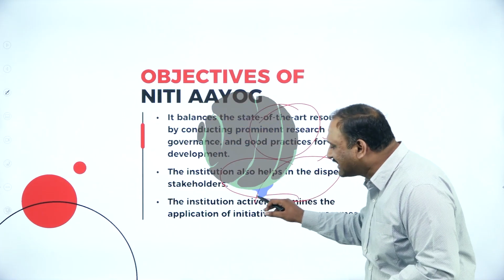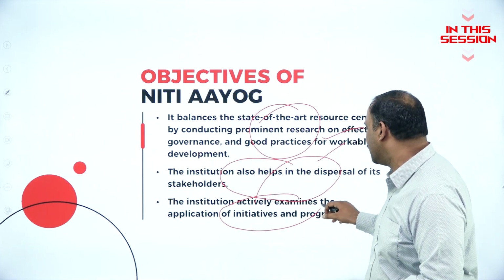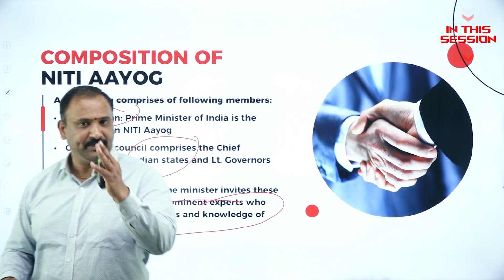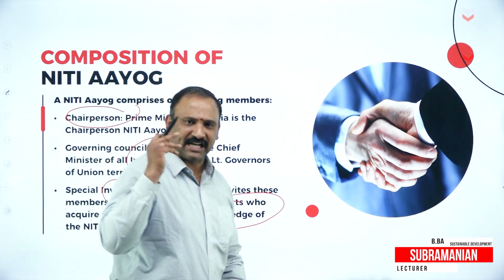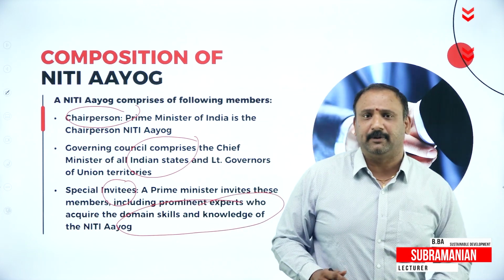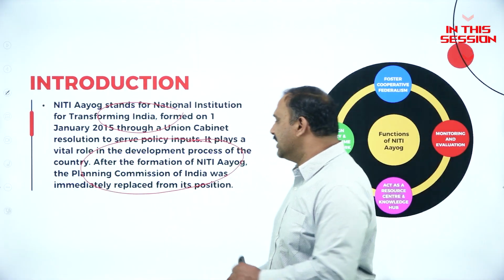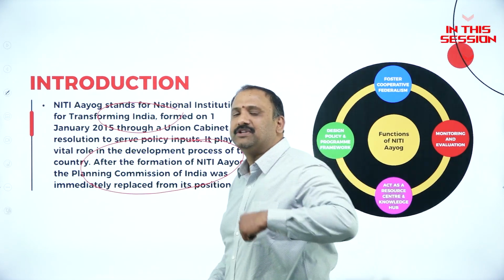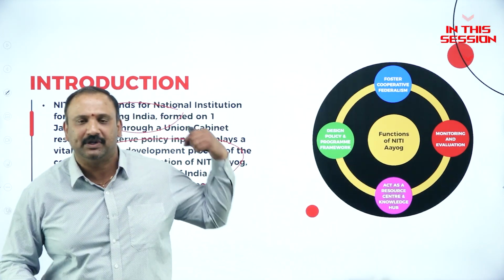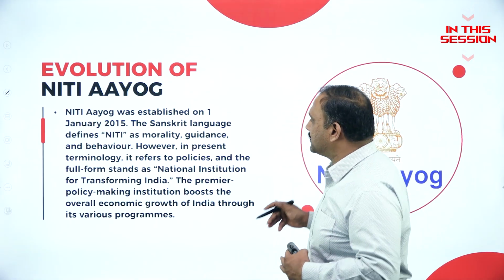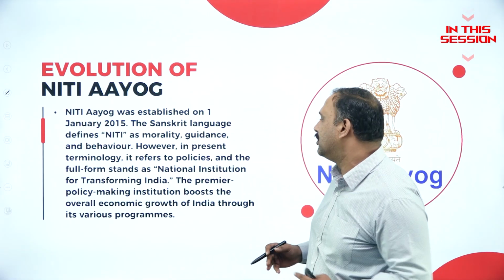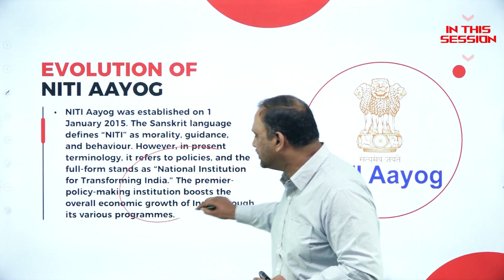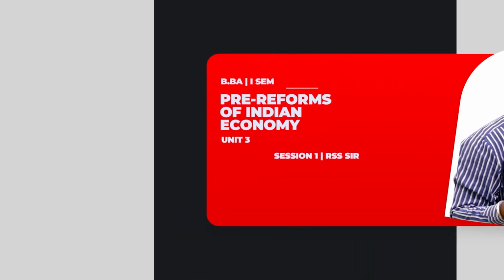The institution actively involves itself in the application of initiatives and programs, which means to say that the Prime Minister of India will select the most able, the most capable people who will govern the system. After the formation of Niti Aayog, the Planning Commission of India was immediately replaced with this name. Niti Aayog was established in January 2015. However, in the present terminology, it refers to the policies and transformation.